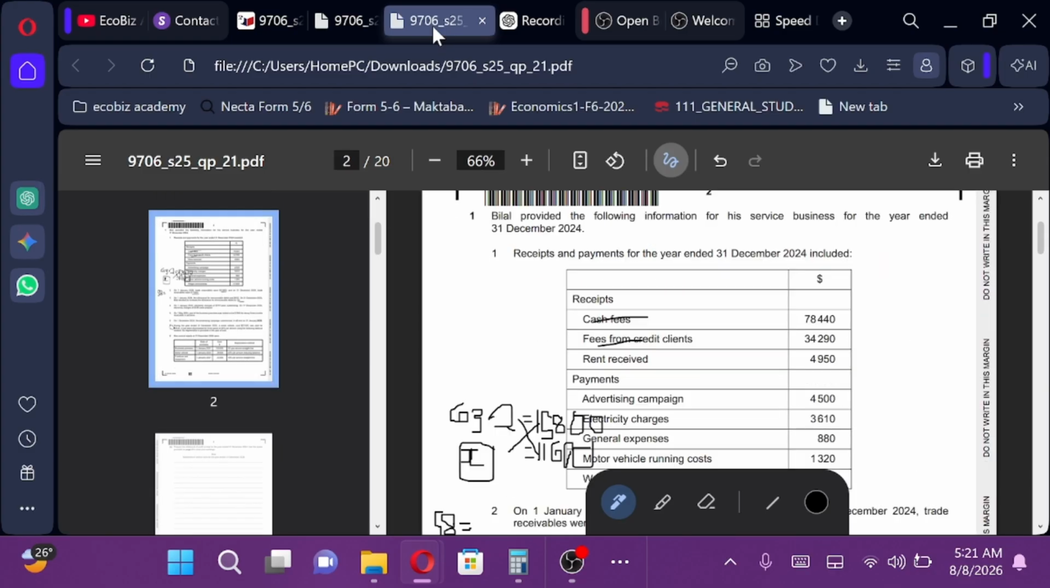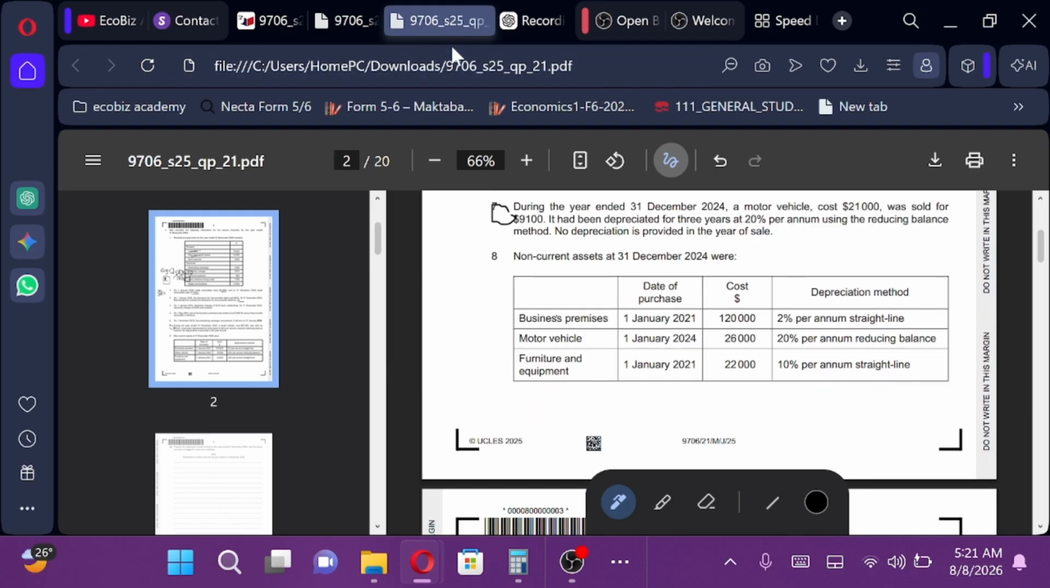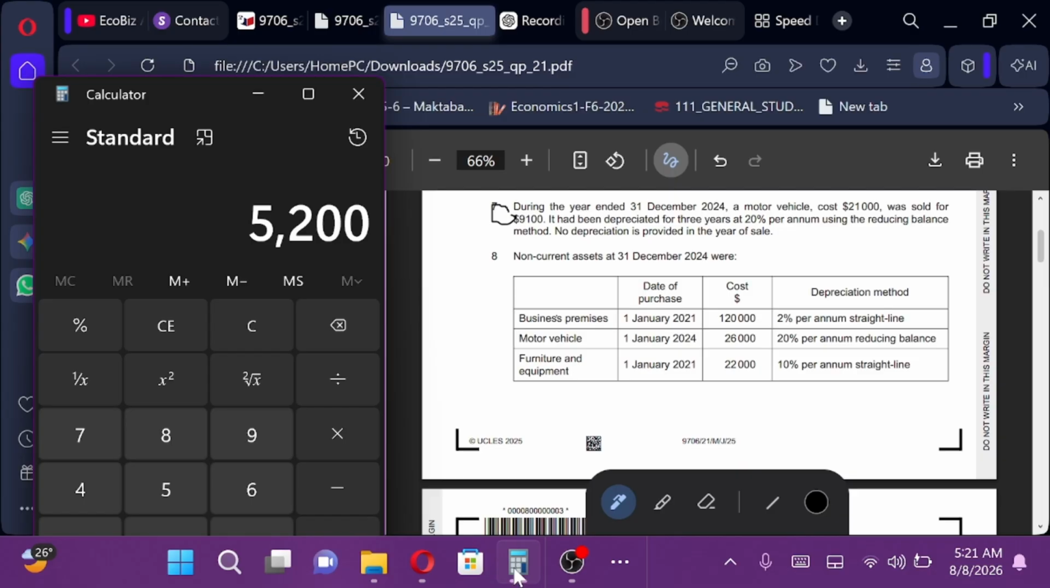This is what we're going to do. You guys know that in total we have 100%. So 100% minus 20% gives 80%. Now this 80% is the one that we're going to use to multiply by 21,000. This is because 20% per annum is the amount which we're calculating per reducing balance method.